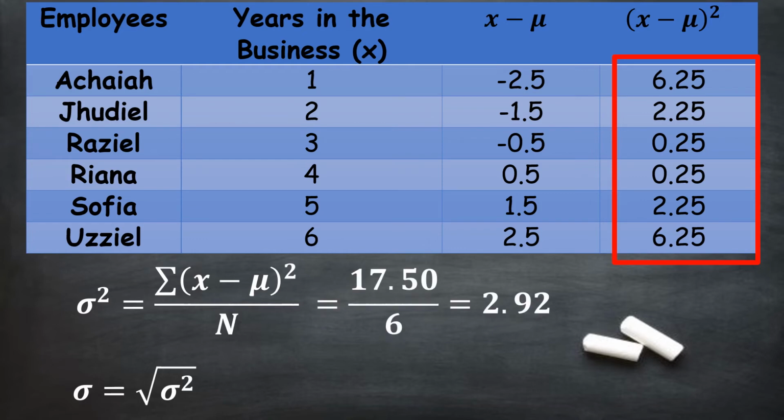Getting the summation of the last column, we will have 17.50 all over 6, since we have 6 participants. Simplifying, we will have the population variance as 2.92. Next is the population standard deviation. All we have to do is get the square root of 2.92, and the square root of 2.92 is 1.71. So the population standard deviation is 1.71.